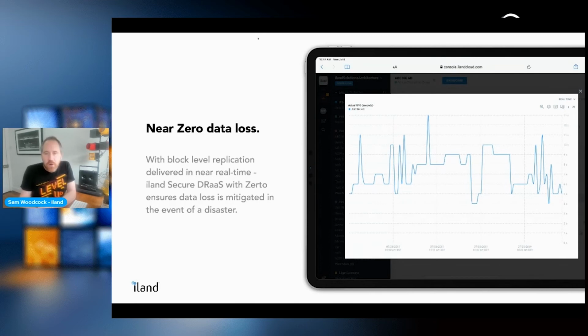And within the Island Secure Cloud Console, you can see this recovery point objective in real time, and you can also see it historically for the last year. So if you need to report on this information to your customers or your internal stakeholders, it's a click of the button away to get that information as well.